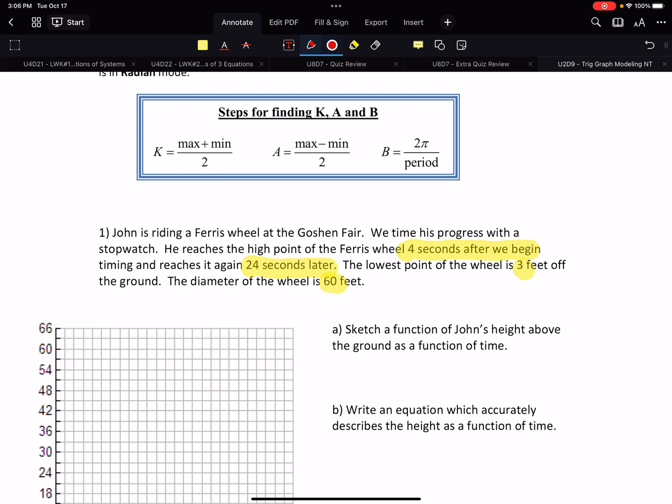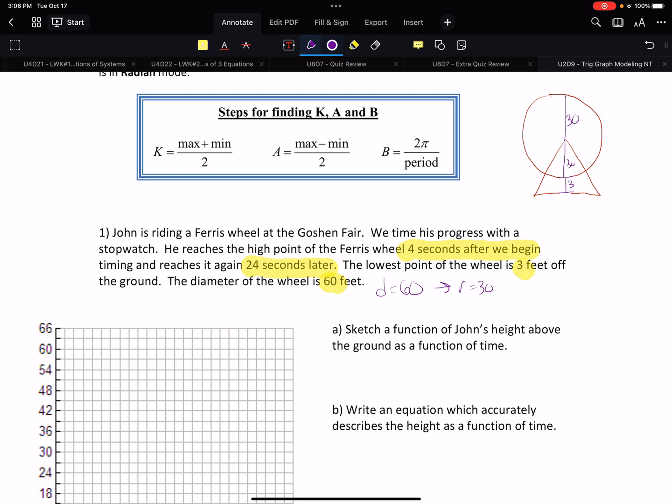So in a lot of situations, I like to draw my picture out and visually see what I'm going on with. All right, so here's my Ferris wheel. So I'm told in this situation that my lowest point is 3 feet off the ground. The lowest point of my Ferris wheel is 3 feet off the ground. I'm also told the diameter is 60. So if the diameter is 60, my radius is 30. So from there to there is 30. From there to there is 30.